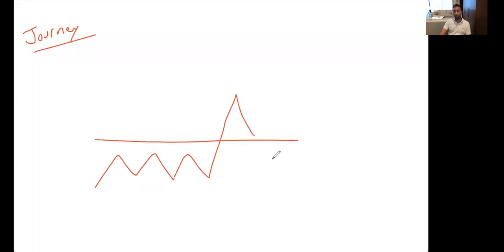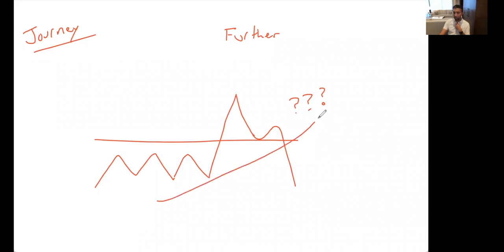Further down the journey, here we go. Further down the journey. That beauty, how come it didn't work this time? I don't understand. How come it didn't work this time? Okay, further education. Something's wrong with my technical analysis. Am I reading something wrong? Do I need a moving average? Do I need a MACD on the bottom? Do I need an RSI?